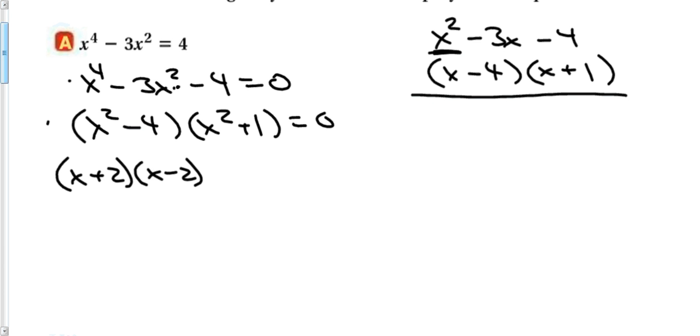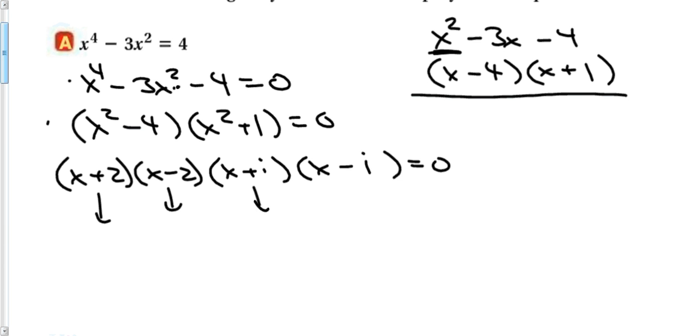Now, x squared plus 1, if we remember back to the last section of chapter 4, that is the sum of perfect squares. When we have the sum of perfect squares, that factors not with real numbers, it factors with imaginary numbers. Equals 0, which makes my 4 answers negative 2, 2, negative i, and positive i. So my 4 solutions to this particular problem, my real solutions and my imaginary solutions, are plus or minus 2, plus or minus i.